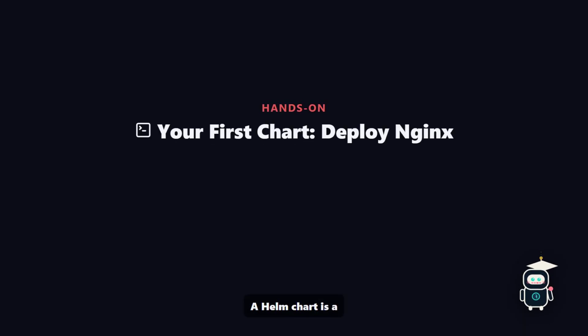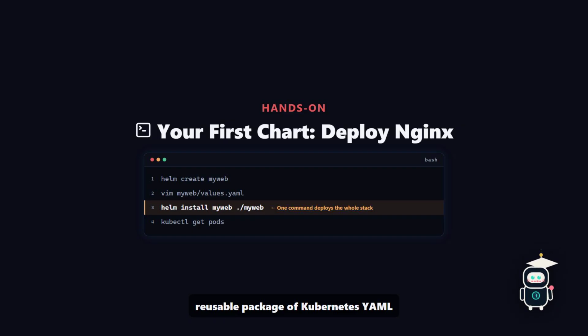A Helm chart is a reusable package of Kubernetes YAML files, like a recipe for your app. The command helm create myweb scaffolds a minimal chart, giving you a templates folder and a values.yaml file. By editing values.yaml and setting replicaCount to 3, you tell Helm you want 3 identical pods running. Then a single helm install deploys the packaged app, and watching kubectl get pods confirms you just slid from 0 to a live, load-balanced Nginx service, all without handcrafting multiple YAML files.